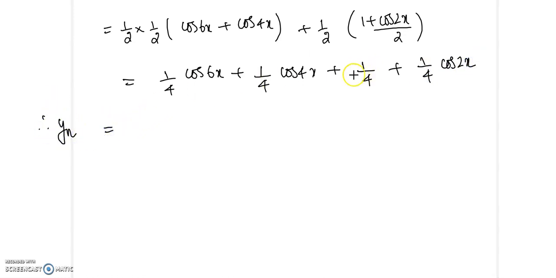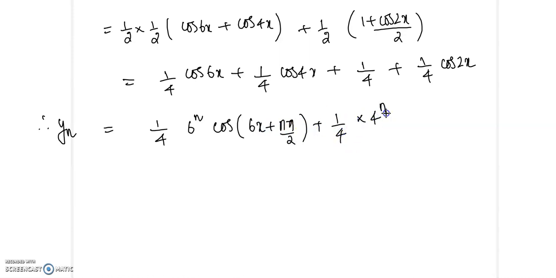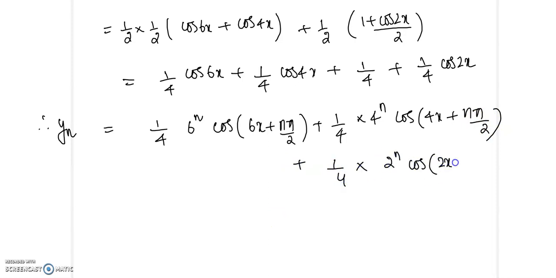So nth derivative of 1 by 4 cos 6x will be 1 by 4, 6 raised to n cos(6x plus n pi by 2), plus 1 by 4 into 4 raised to n cos(4x plus n pi by 2), then 1 by 4 into 2 raised to n cos(2x plus n pi by 2). So that is the required nth derivative.